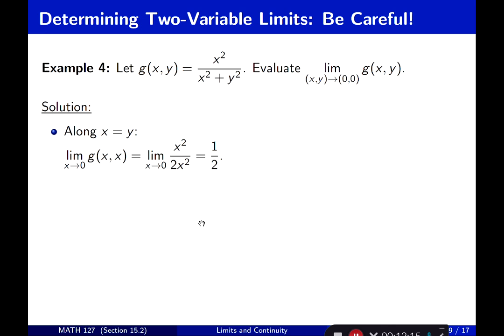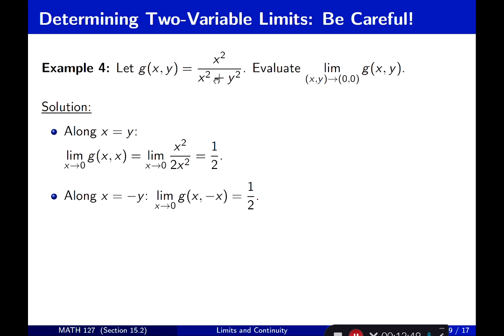Now how about along x equal to negative y? Again, plug in. This time the parameterization is x and negative x. So you plug in and you end up with 1/2 again, because negative x to the power 2 is x squared. Yes, negative x over here to power 2 is x squared. And so you end up with the same answer.